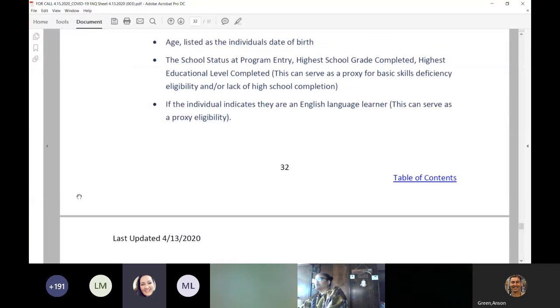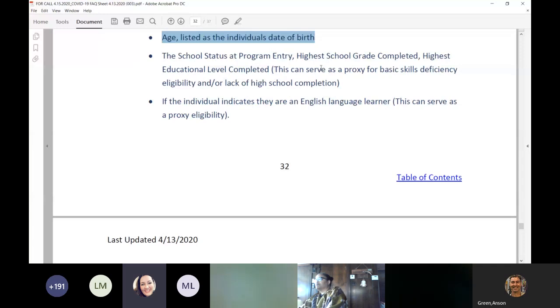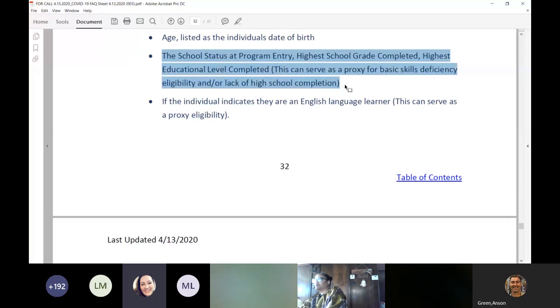You can get the student's age from the intake form. It's one of the reasons why we really didn't want to veer too far away from what we traditionally have done, because if there's any way for us in the future to utilize this information, then we want to have the capability and we want to have that information available. So school status at program entry, if the individual indicates on the enrollment form again that they're an English language learner, those are all things that you can use to determine staff determined eligibility at that time. And that's going to help you to fill out the tracker, after you've sort of gathered that information.